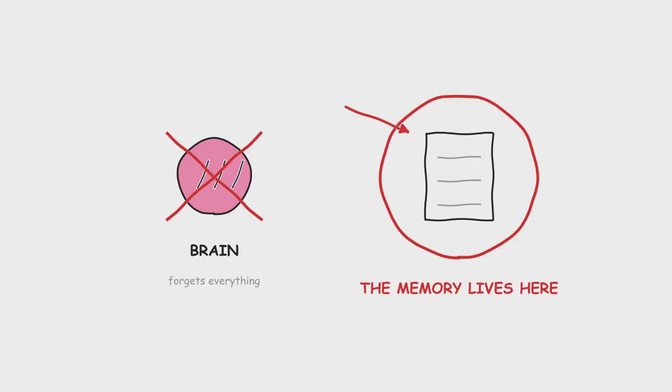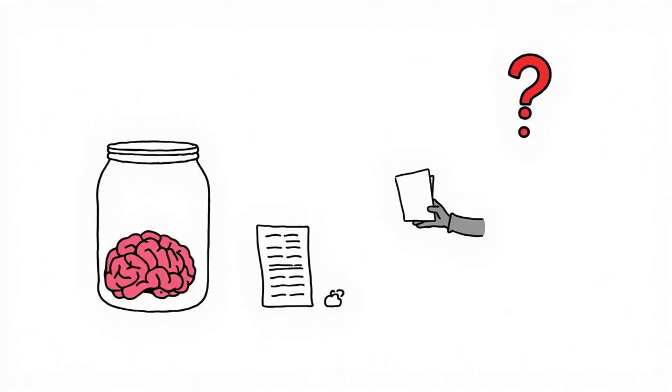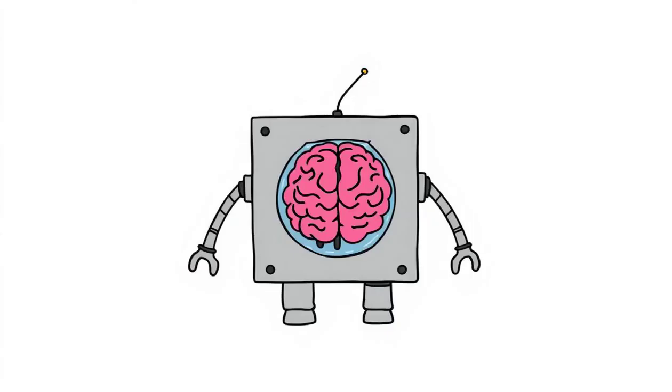Whoever writes the letter controls what the brain knows. The letter has a size limit, called the context window. Stuff too much in and the oldest or middle parts get left out. Remember this picture: brain in a jar, reading one big letter, writing one answer, forgetting. Now who writes the letter?